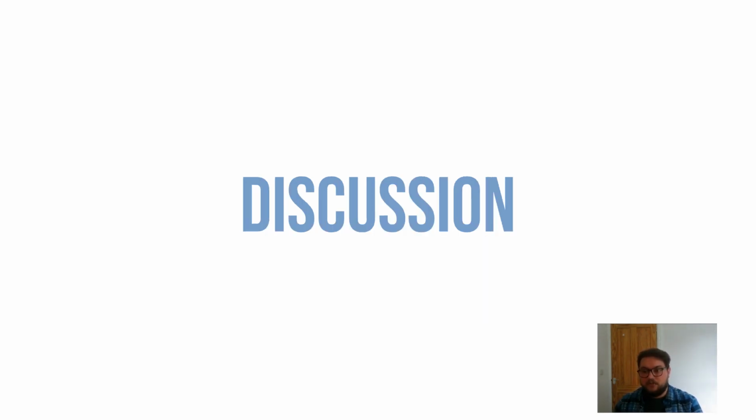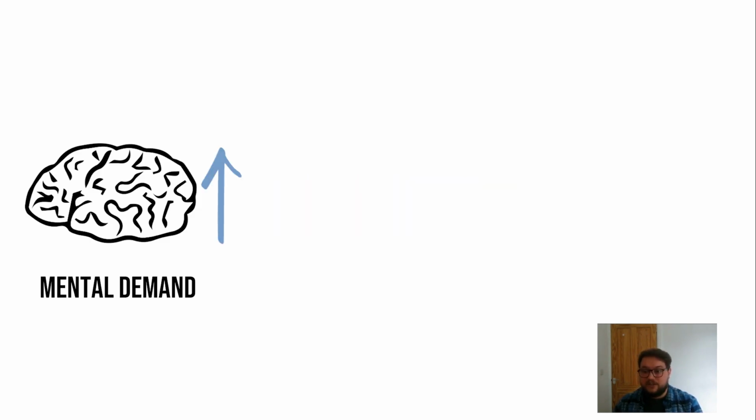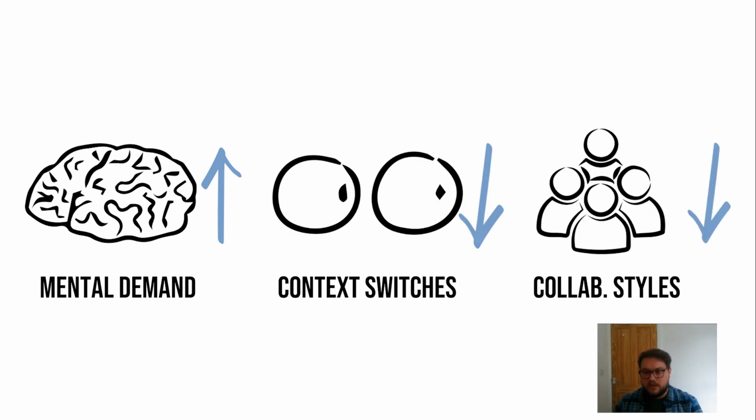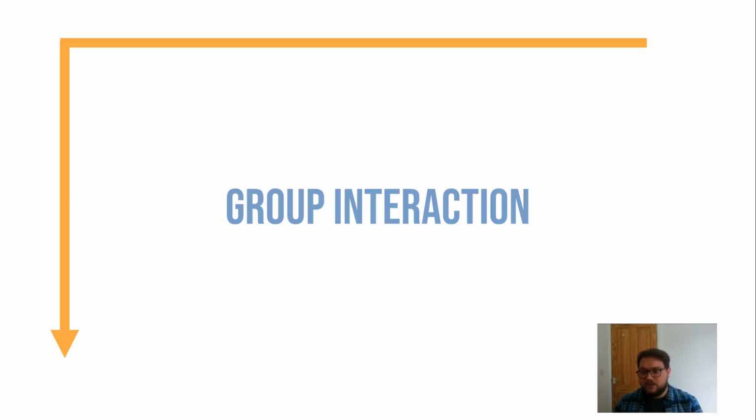Our findings show that in handheld augmented reality, as intricacies and complexity of models increase, there is also an increase in mental demand, a decrease in the number of context switches, and a decrease in the number of collaboration style changes, which altogether shows that there is an overall reduction in group interactions.